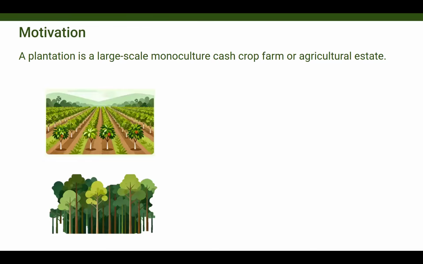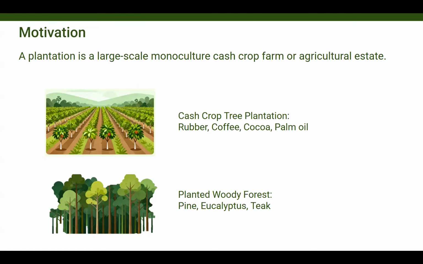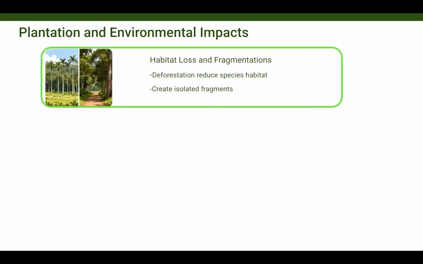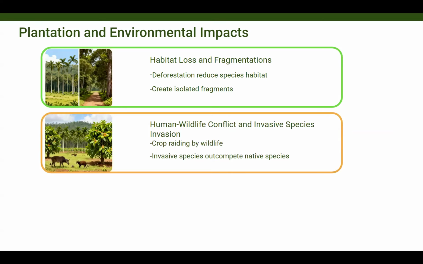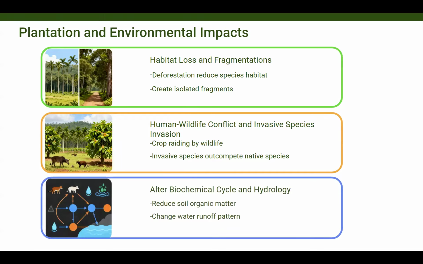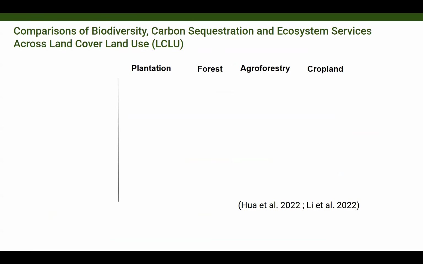So there are two types of plantation. One is cash crop, and the second one is timber product. Cash crops are rubber, coffee, cocoa, palm oil, and timber trees like pine, eucalyptus, teak. It has negative environmental impacts like habitat loss and fragmentation. Human wildlife conflict also allows invasive species to spread, and it's evident from global studies, especially in tropics. It also alters biochemical cycles and hydrology, like it increases the runoff and reduces soil organic matter.